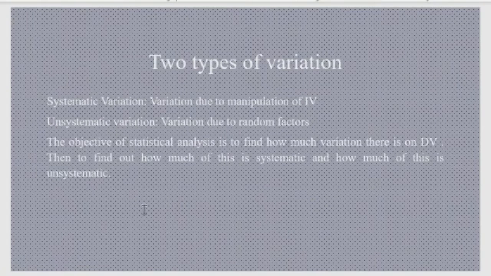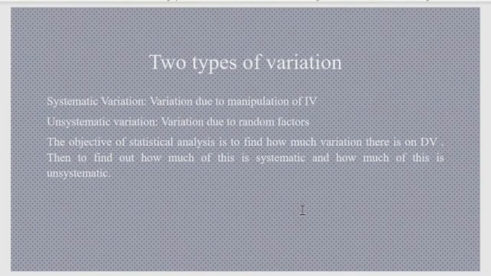Now, like I discussed, there are two types of variation in data. So two groups may differ because of systematic variation or because of unsystematic variation. Now, what is systematic variation? Systematic variation means variation due to manipulation of IV. It means when I am manipulating IV, that is the reason which causes variation in the data. That is called systematic variation. And unsystematic means variation due to some random factor.